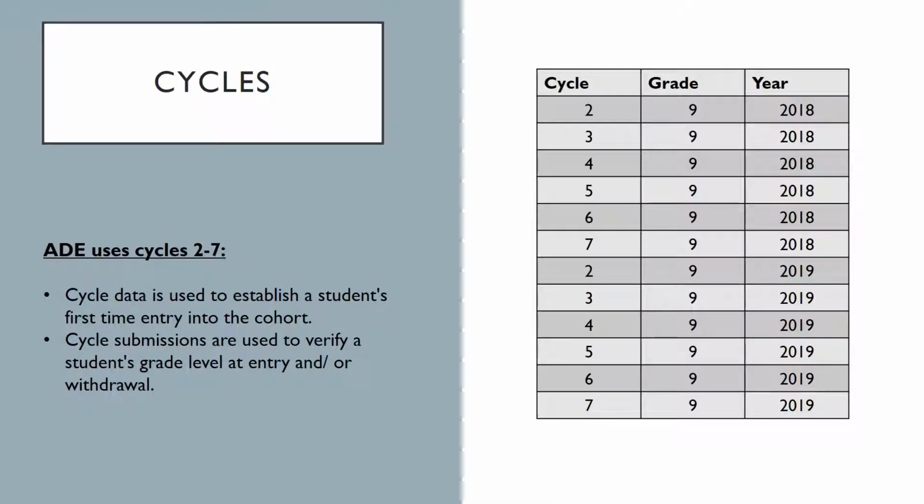The ADE uses cycles 2 through 7. Cycle data is used to establish a student's first-time entry into the cohort. Cycle submissions are used to verify a student's grade level at entry and/or withdrawal. Notice in the picture that we are looking at cycles 2 through 7, and this particular student for years 18 and 19 shows that the student repeated the 9th grade. So the ADE looks back over 4 years of cycle data to determine when a student entered and left a cohort.